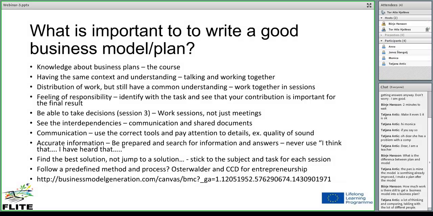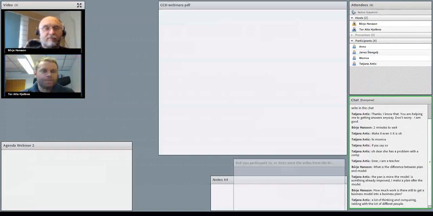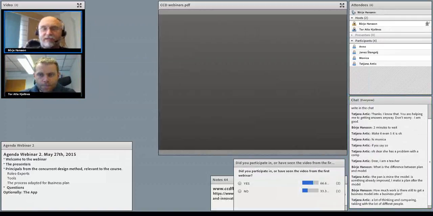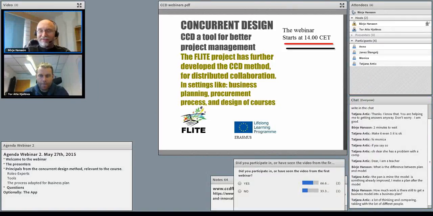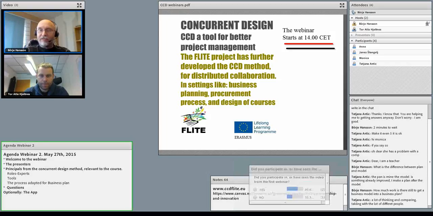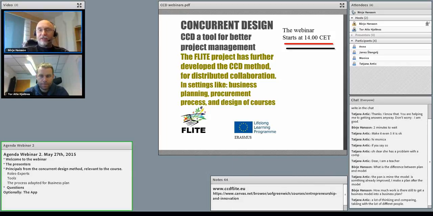But yeah, are there any questions yet? Yes, we have a discussion going on here between someone called Börje and Tatiana, actually about the difference between a business model and a business plan. Do you have a good answer? I received some answers. Do you have something to add to that?